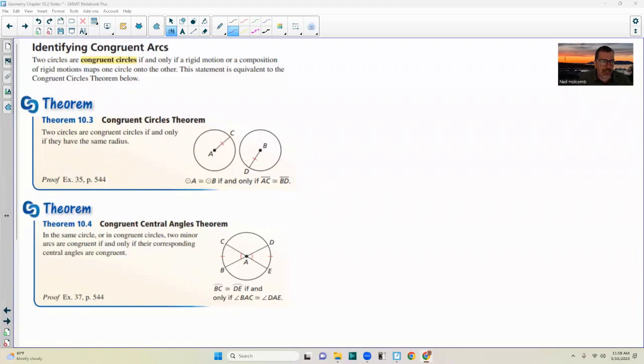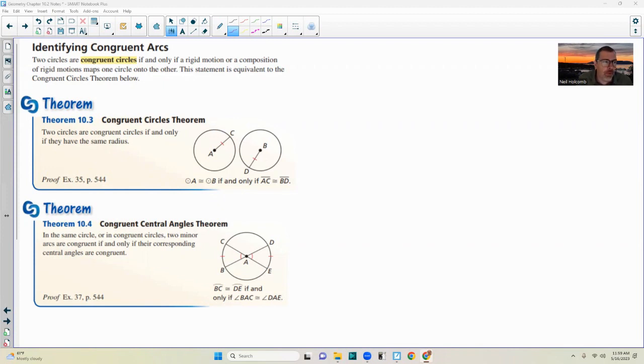Okay, a little bit of talking here. No more examples at the moment. Identifying congruent arcs. Two circles are congruent circles if and only if a rigid motion or a composition of rigid motions maps one circle onto the other. The statement is equivalent to the congruent circles theorem below.